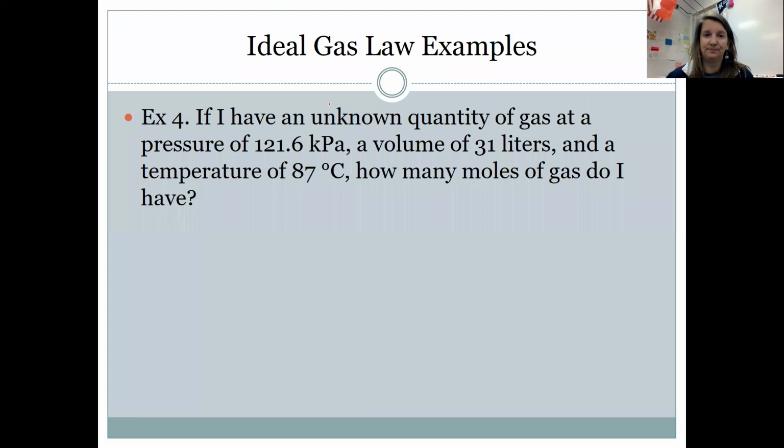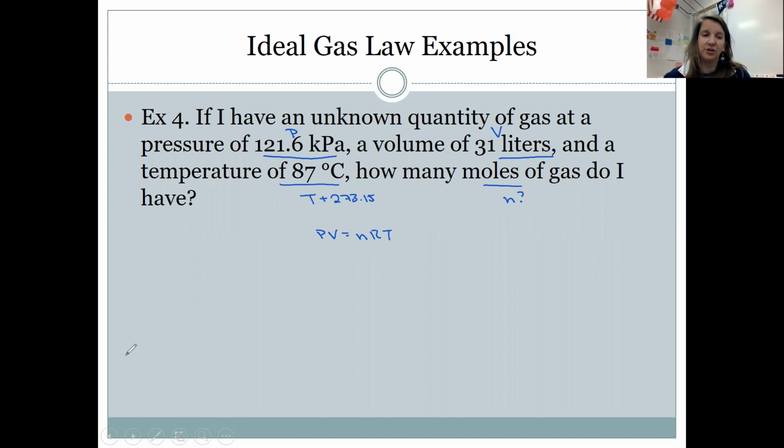Let's take a look at number 4. If I have an unknown quantity of gas at a pressure of, so this is pressure, a volume of, and a temperature of, that means I have to add 273.15. How many moles of gas do I have? That's what I'm solving for. So I've got one of everything, which means I use PV equals nRT.